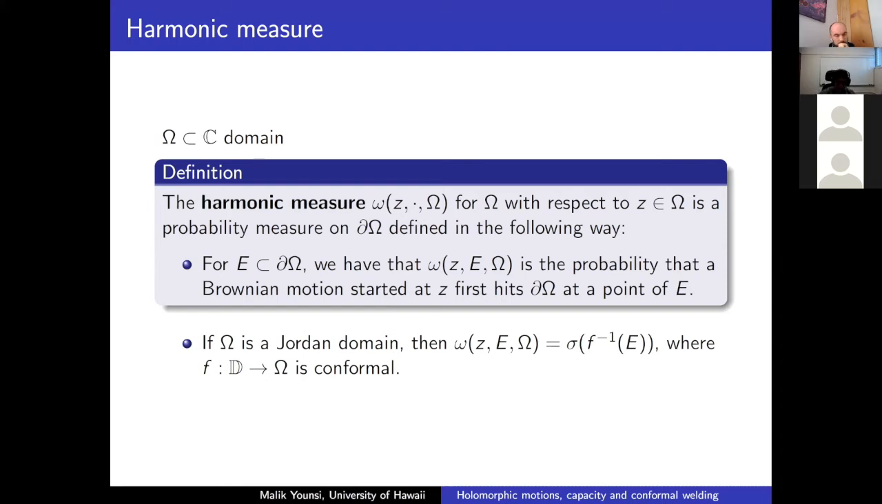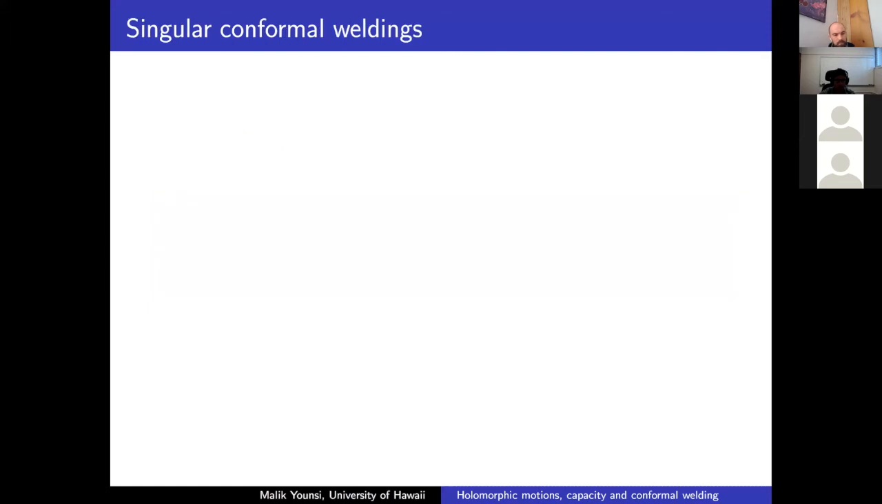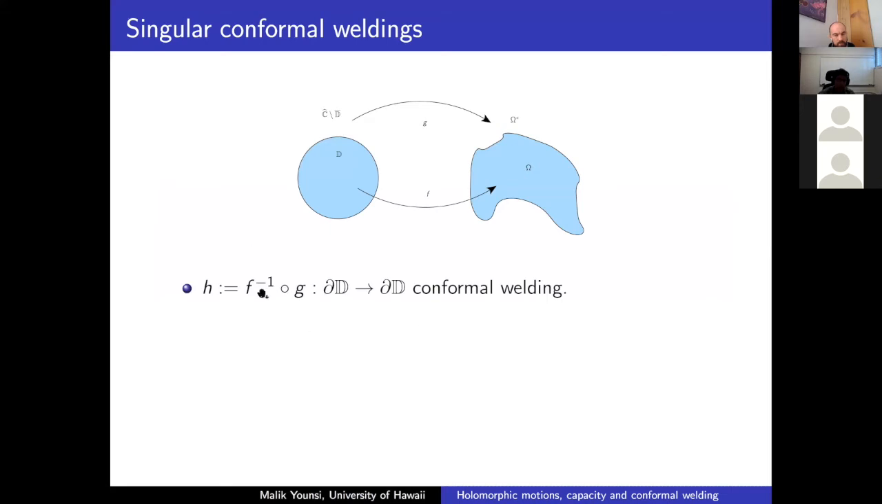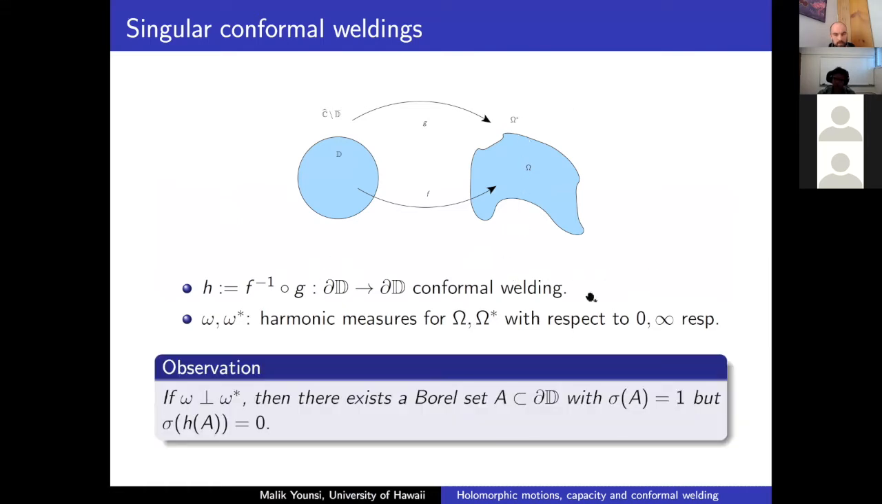Okay, so what's the relationship between harmonic measure and these singular conformal weldings? Again, the picture is the following, and the conformal welding is this map: you apply G and then you go back with F inverse. The observation I want to make is that if you look at the two harmonic measures from both sides of the domain, one way to get a singular conformal welding is to make sure that these two harmonic measures, from the inside and the outside, I'm going to assume that the inside contains 0.